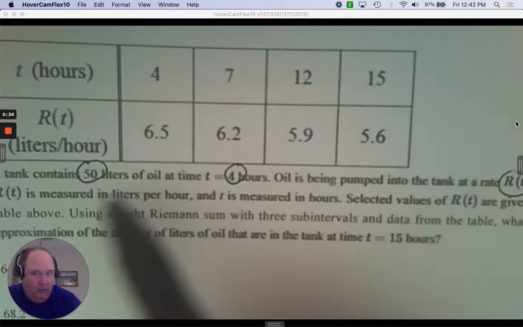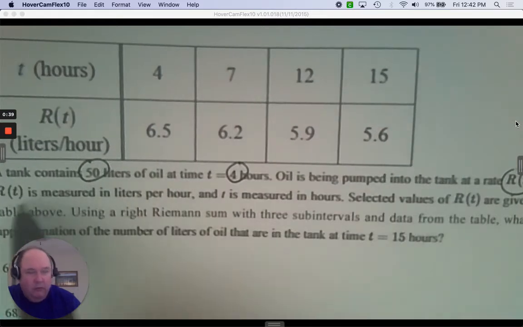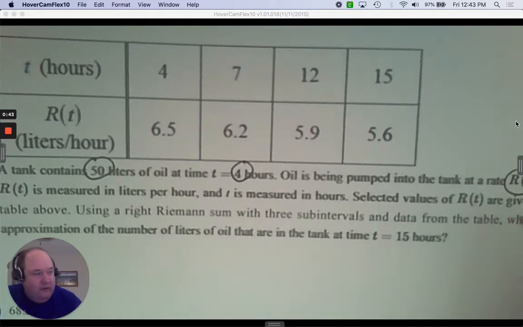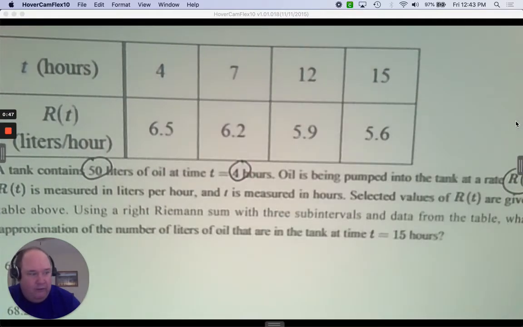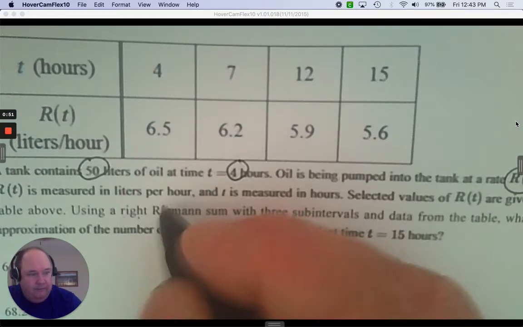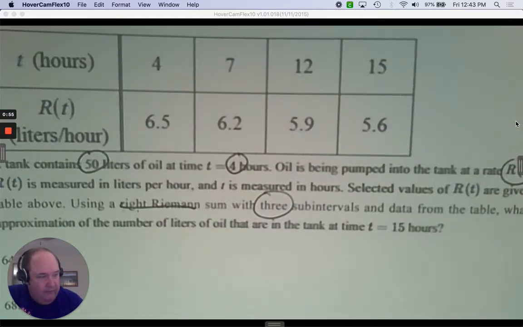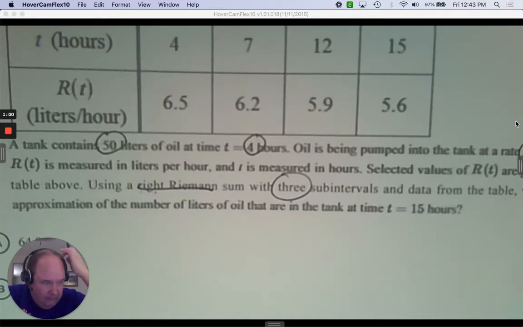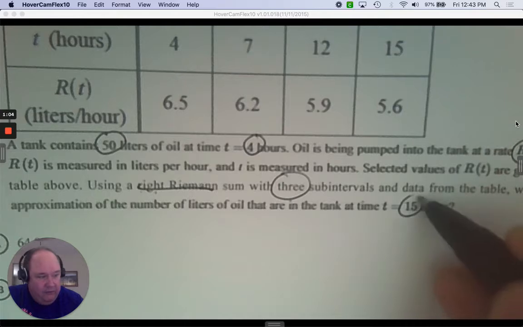So that's the rate of the oil being pumped into the tank, where R of T is measured in liters per hour and T is measured in hours. It's continuous, and just selected values of the rate are given. Use a right Riemann sum with 3 subdivisions and data from the table. What is the approximate number of liters of oil that are in the tank at T equals 15 hours?